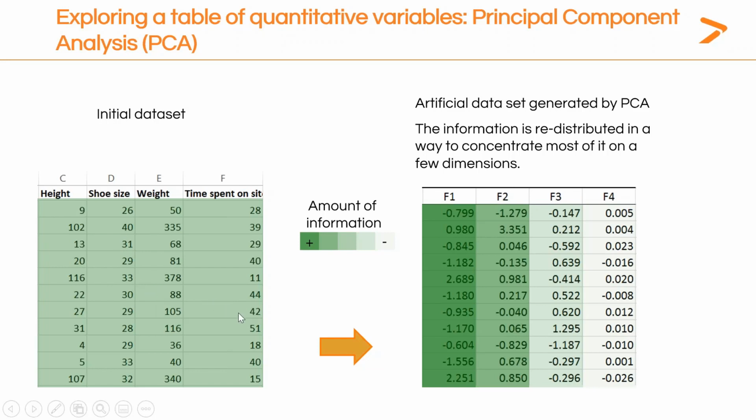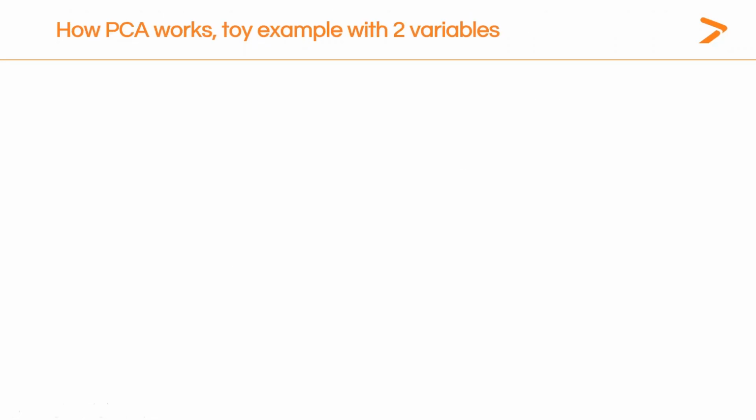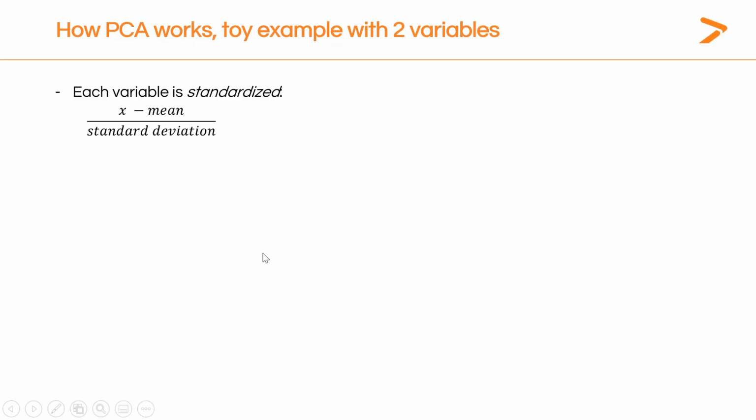So, second demonstration of how PCA works. This is a toy example with 2 variables. So I'll try to run a PCA on 2 variables. Of course, don't try to do this at home because it doesn't really make sense to run a PCA on 2 variables. If you want to study the link between 2 variables, just draw a scatter plot. But this is just for explanation. I'm going to illustrate PCA with 2 variables.